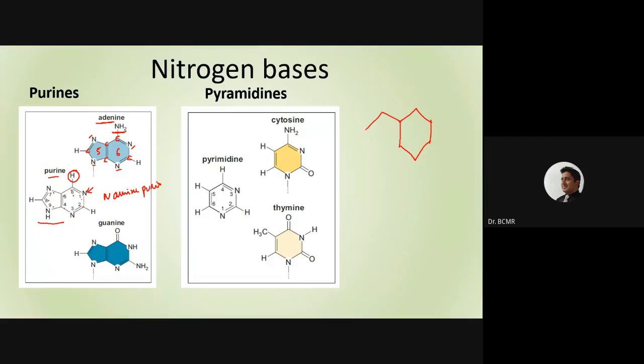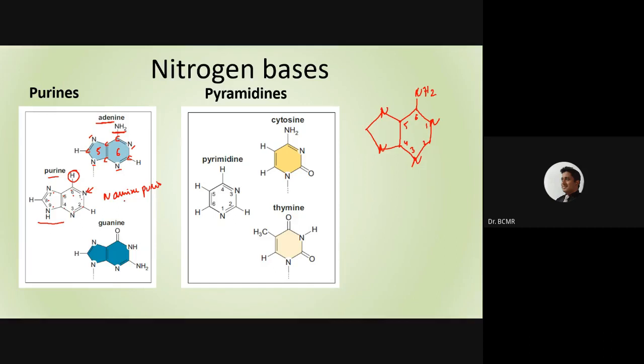1, 2, 3, 4. That is how I remember. I'll put N and N here, and then you have N and N. So you can always solve for the double bonds. And this is the sixth position, 1, 2, 3, 4, 5, and 6. If there is an amino group here, then it is adenine. Okay, I did not solve for the double bonds. You can always do those. You should always do that.